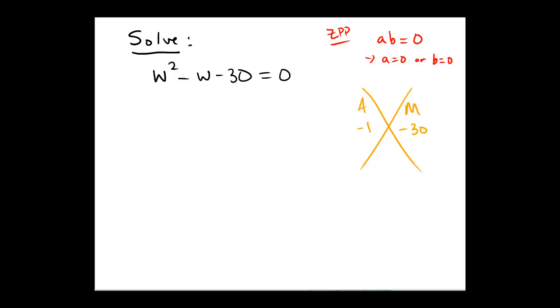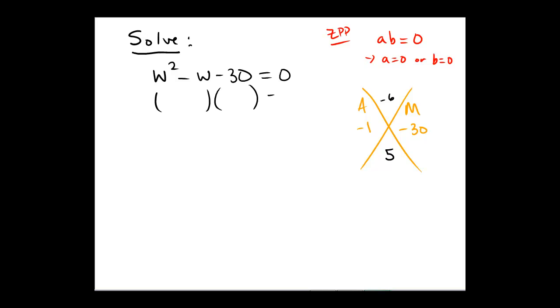Can you think of two numbers that add to -1 and multiply to -30? Pause for a second, see if you can find them on your own. But assuming you gave it a good shot here, the numbers would be -6 and 5, if I'm not mistaken. -6 times 5 is -30. -6 plus 5, that's -1.